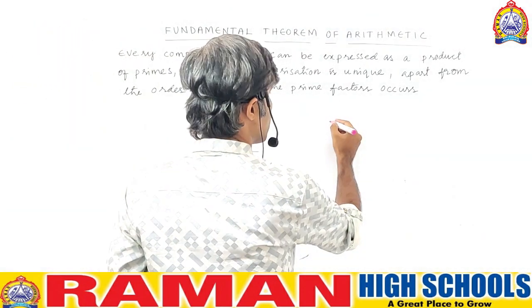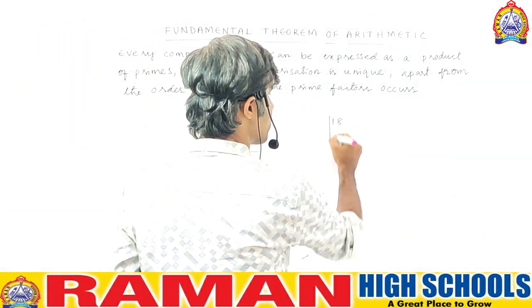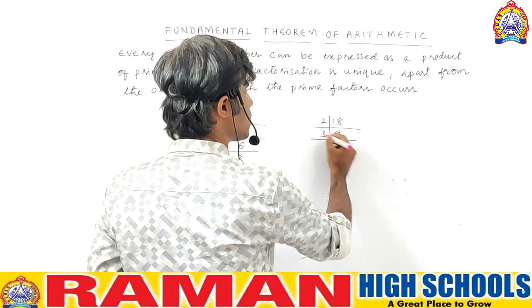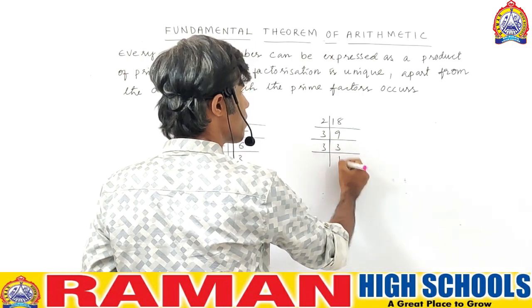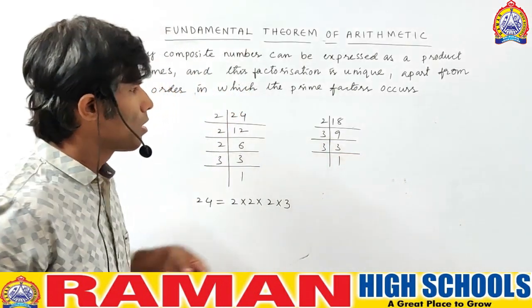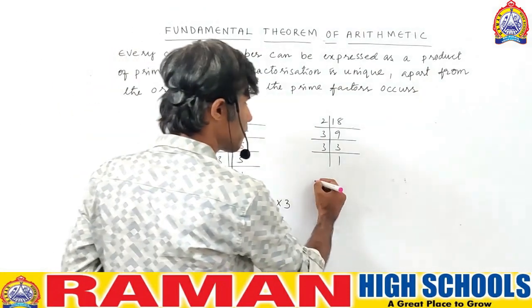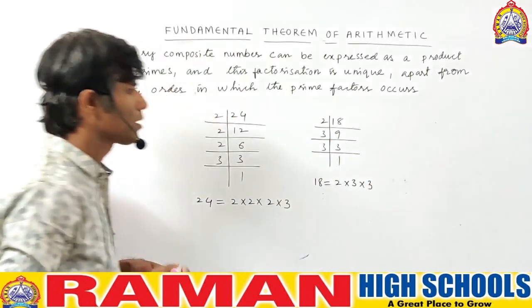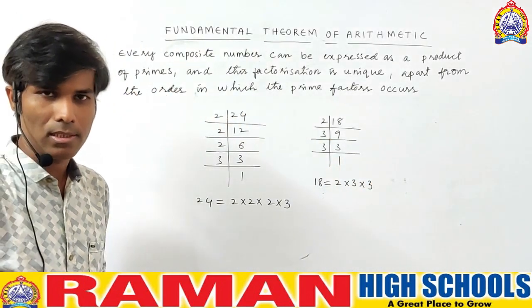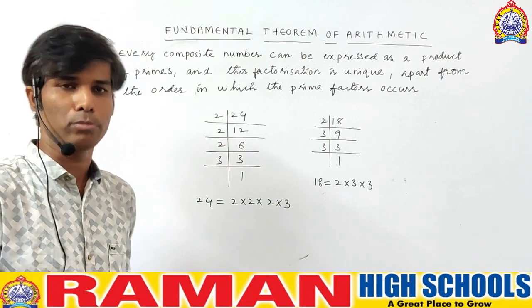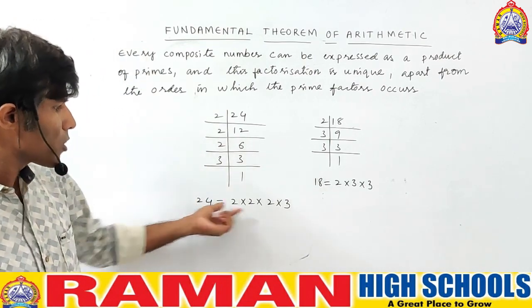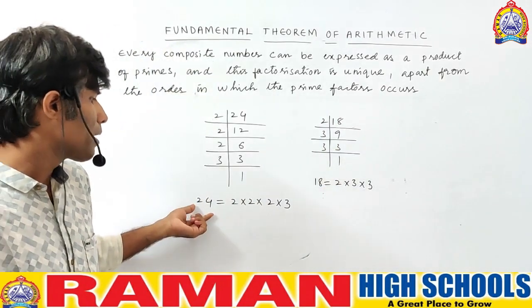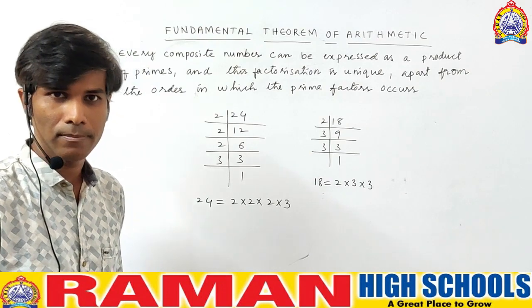Now, let us take some other number, 18. Here 2 nines are 18, 3 threes are 9, 3 ones are 3. Now let us write the prime factorization of 18, that is 18 equals 2 into 3 into 3. So this is what you already have in your lower classes. The prime factorization of a number you already know. And the 24 prime factorization is this one, and the 18 prime factorization is this one. So a composite number is written as a product of prime numbers.